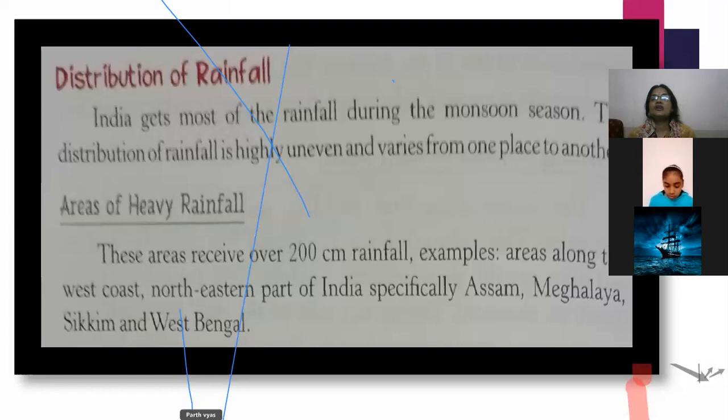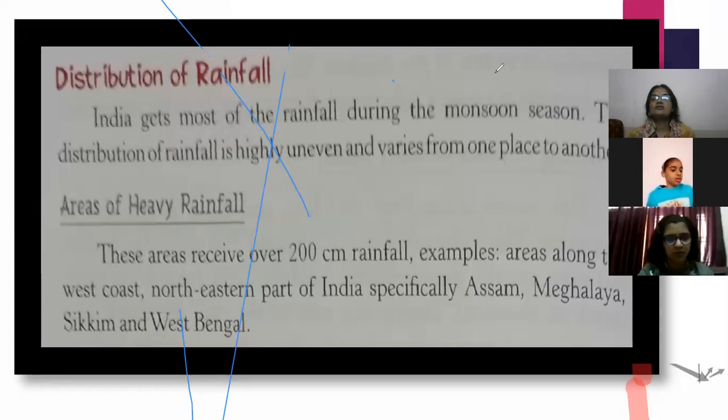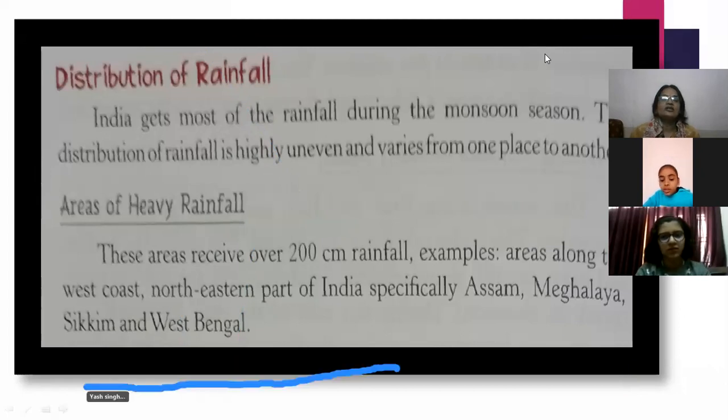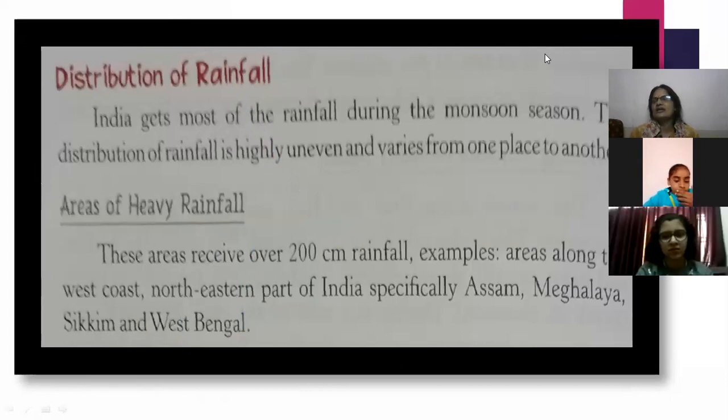Now the distribution of rainfall. How is rainfall distributed? India gets most of its rainfall during the monsoon season. You all know that it rains for 4 months. The retreating monsoon is only once or twice. The distribution of rainfall is highly uneven and varies from place to place. It is not that all over India there is very heavy rainfall. It is according to the place and the climatic condition that the rainfall differs.